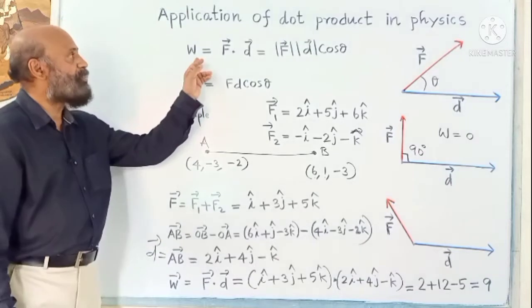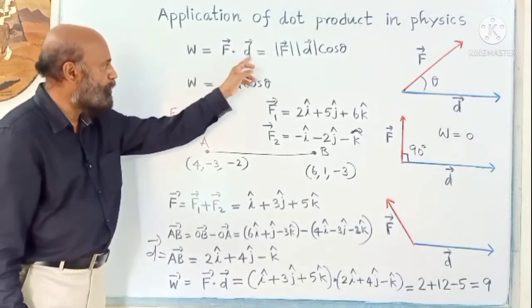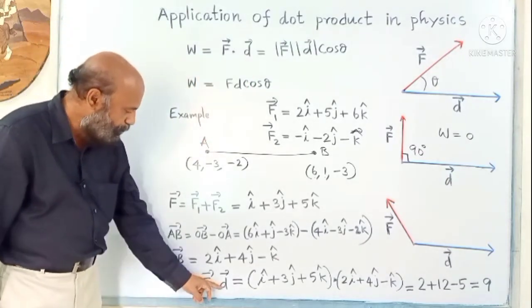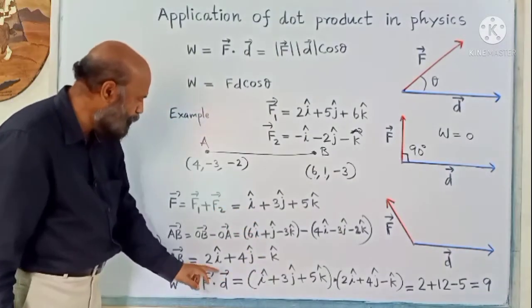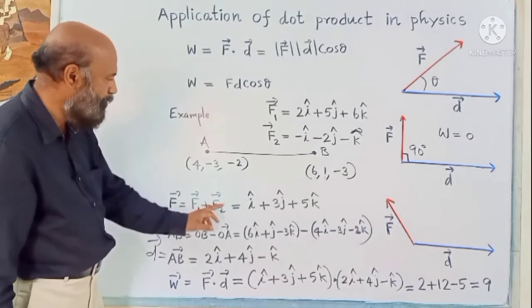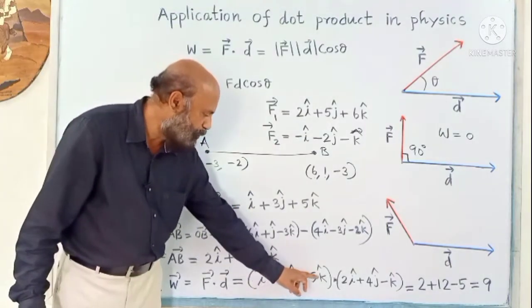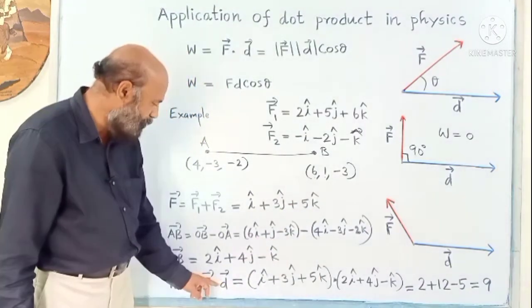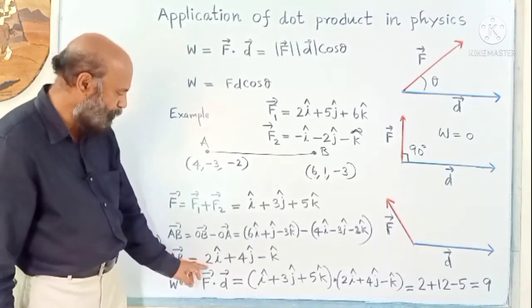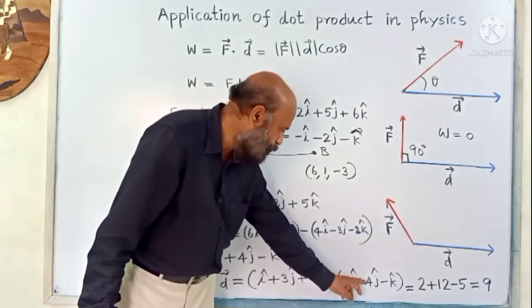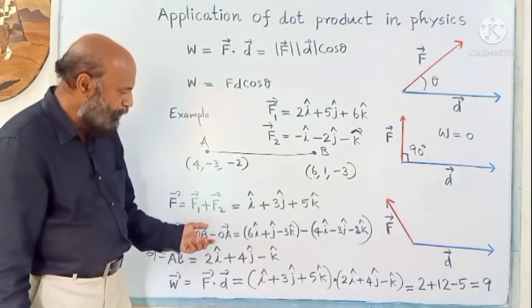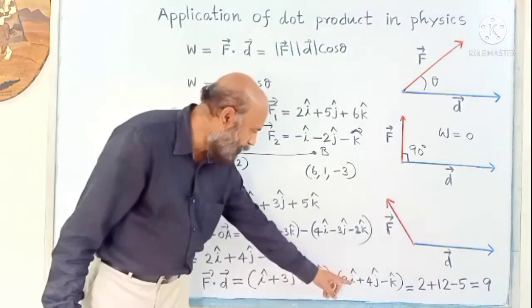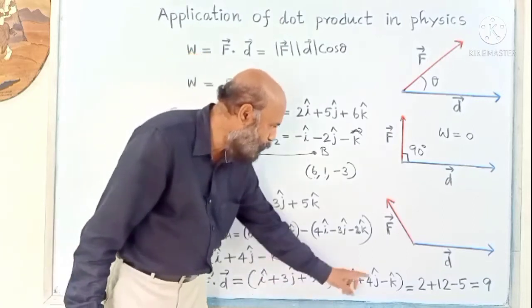Then work is defined as the dot product of force and displacement. So take the dot product of force and displacement. So force is i plus 3j plus 5k dot displacement vector. Displacement vector is 2i plus 4j minus k. When you take the dot product, you have to multiply the corresponding components. i dot i is 1. So 1 into 2, 2.